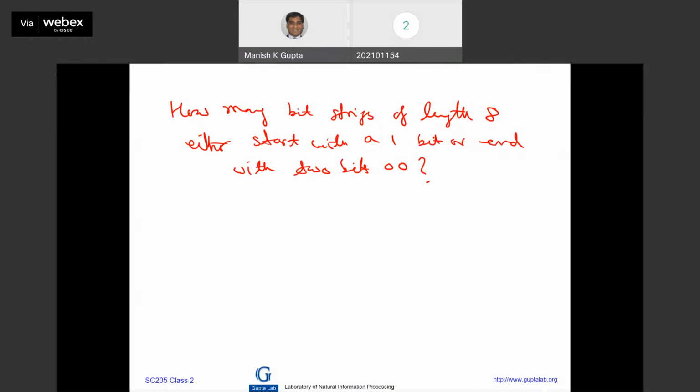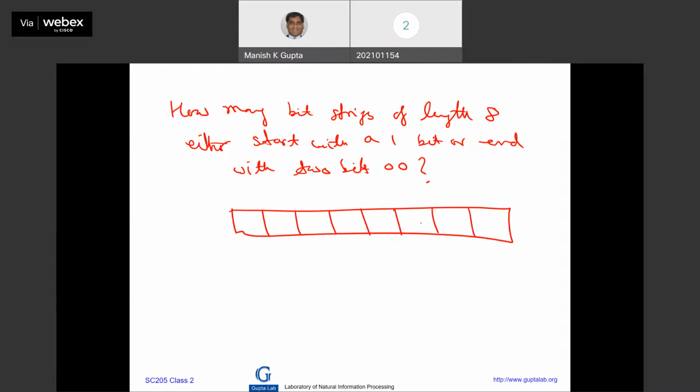So how many bits? Let me make a picture so it will be more clear to you. So I am looking for strings. Here it is 1, here it is 0 0. How many such strings are possible? हाँ, very good. 160 किसने निकाला? Very good. कैसे आया, कोई बता सकता है? Yes, बताओ.